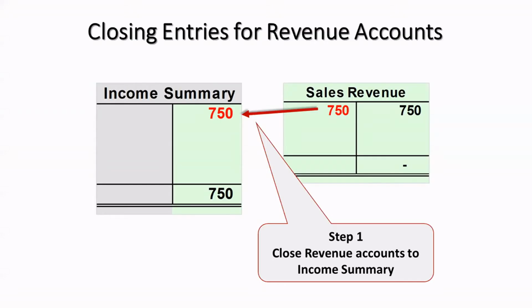Let's look at the ledger accounts to see what we have accomplished with this entry. Notice that the balance in the sales revenue account is zero. We can now start accumulating revenue for the next accounting period, the month of June. Income summary has a credit balance of $750. The total revenues have been transferred to the credit side of income summary.